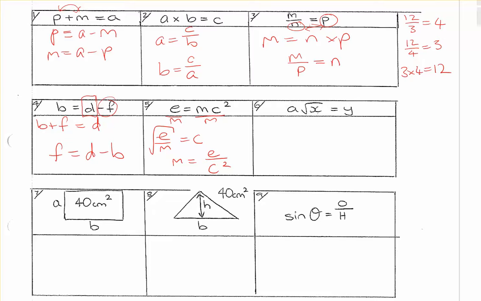Right, number 6. Working out a would equal y divided by the square root of x. And working out for x, we need y divided by a, and then we need to square it, which is y squared over a squared.